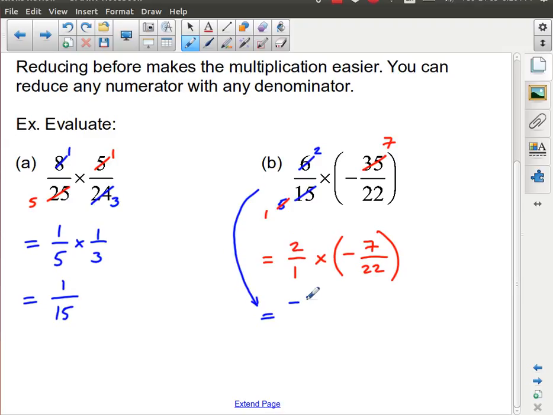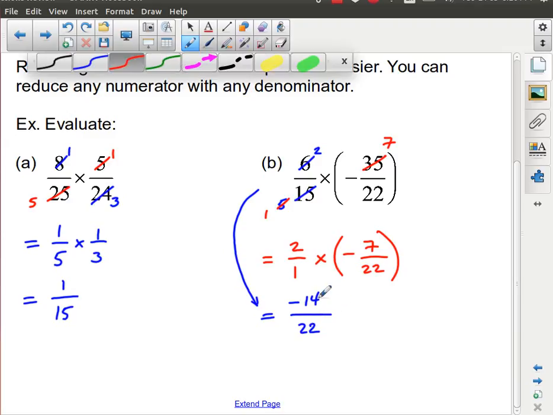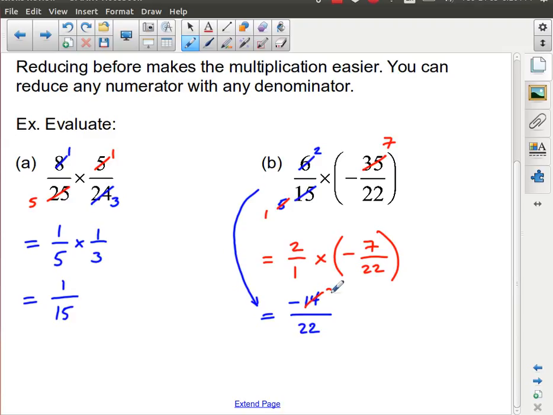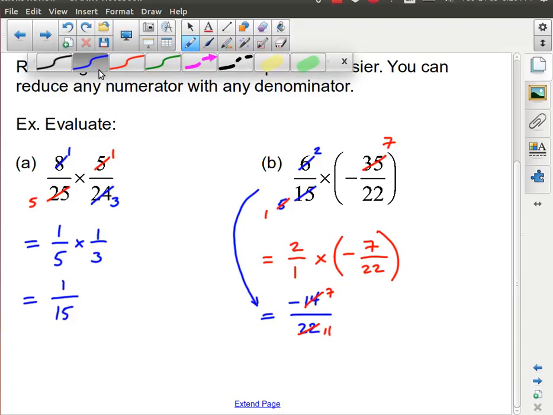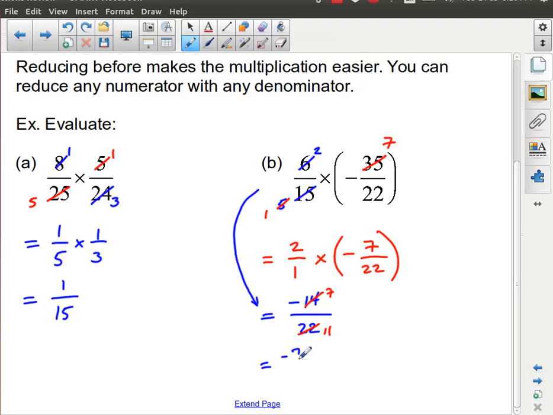2 times 7 is equal to 14. Oh, I missed a reduction. That's okay. We keep going forward here. And 1 times 22 is 22. I missed the opportunity to do a further reduction of this 2 with this 22. It's pretty obvious now that I've caught it, but that's okay. So now I'm just going to do this reduction. I'm going to reduce my final answer. And that reduction, I look and say, well, 2 goes into 14 7 times. 2 goes into 22 11 times, giving me a final answer of negative 7 over 11.